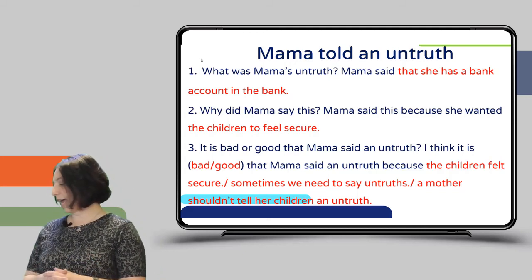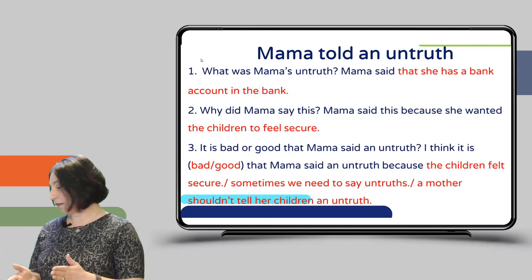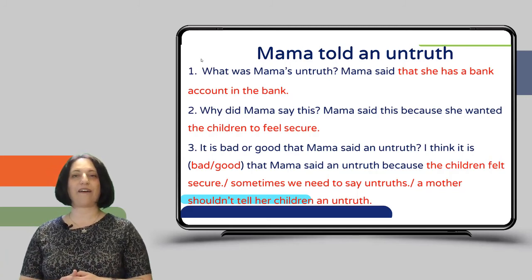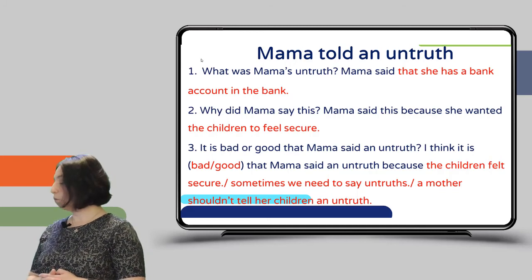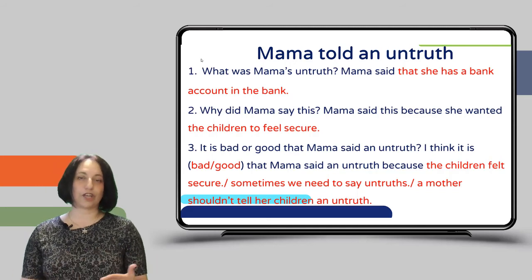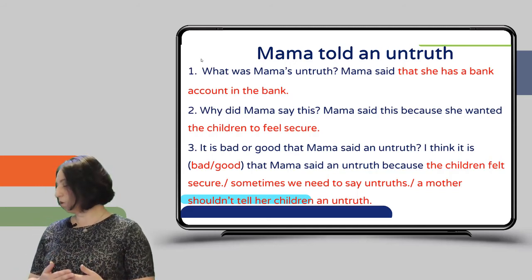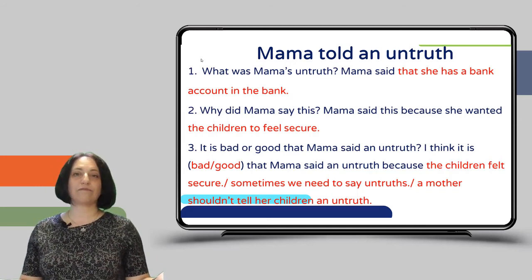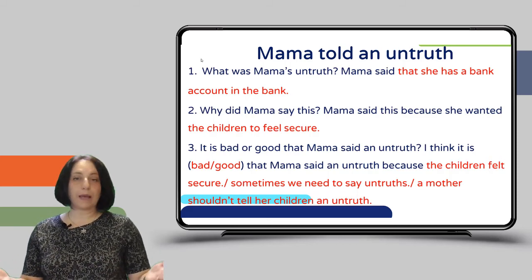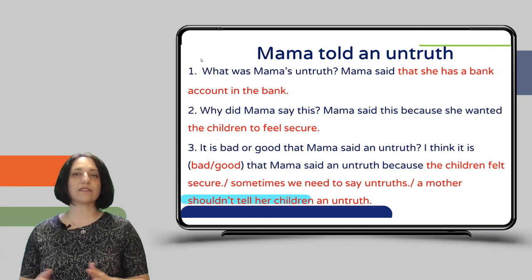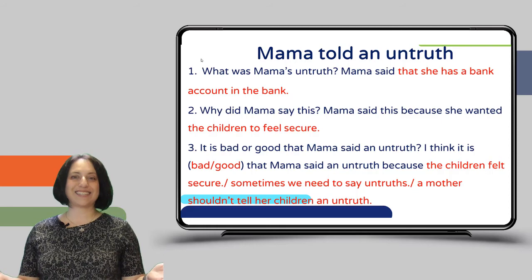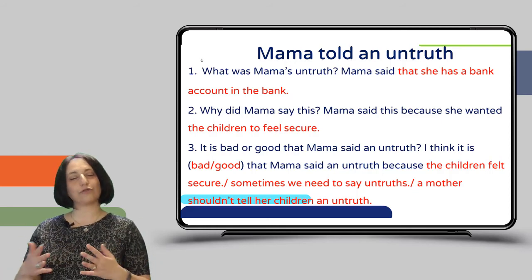So we could say that it's bad because a mother shouldn't tell her children untruths. Or we could say that it's good because the children felt secure and safe. And also sometimes children, you know this, sometimes students, you know this, that sometimes people need to tell untruths. And in fact, we all often say things that are not true.